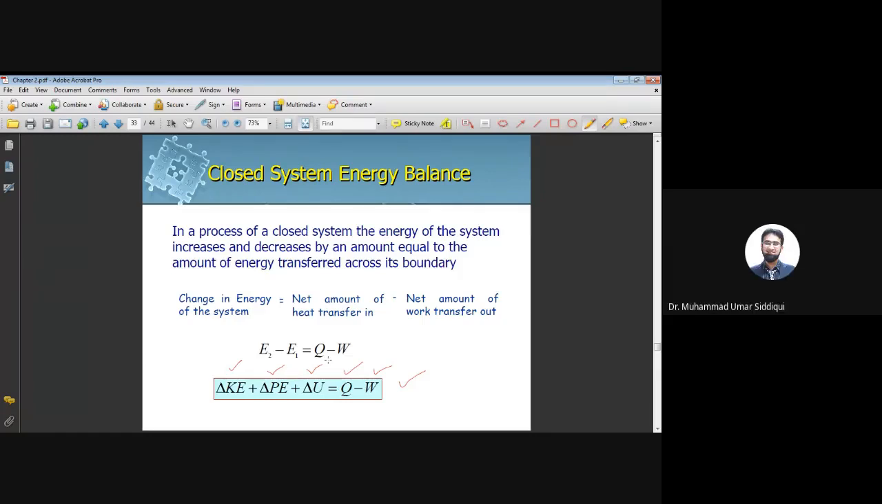Now, as I told you, we also have, for example, adiabatic systems. Adiabatic systems are systems where heat cannot go in and out of the boundary. So if I say that the system is adiabatic, which term will be zero?